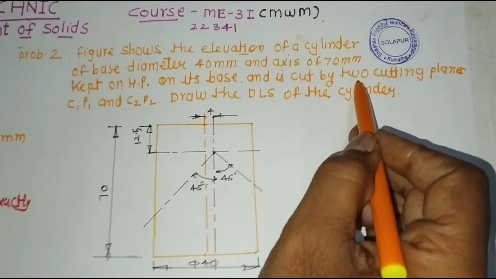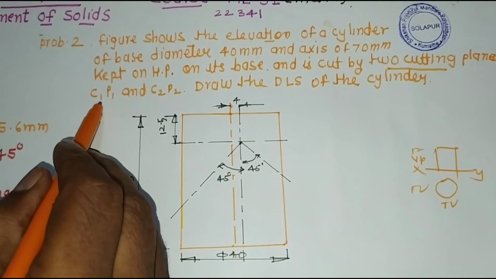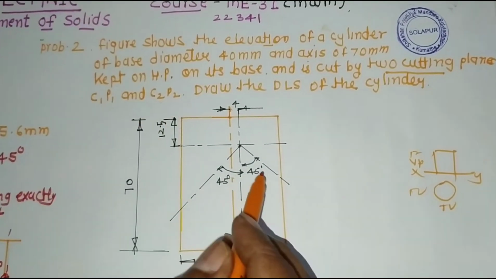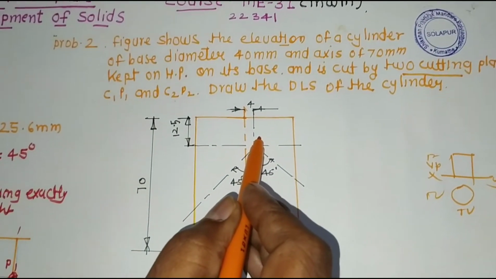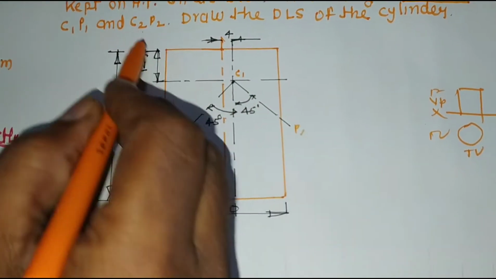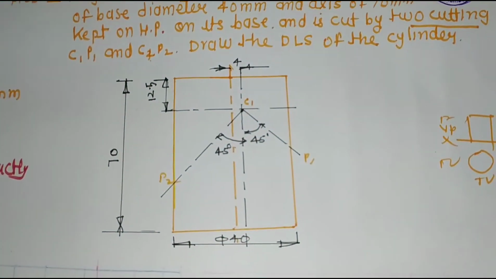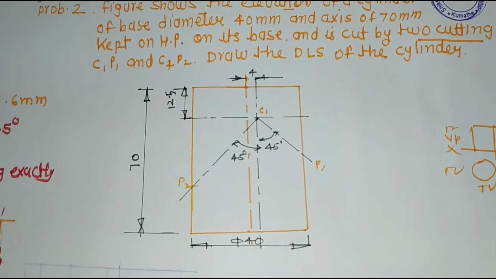The cylinder is cut by two cutting planes. They are named C1, P1 and C2, P2. Draw the development of the lateral surface (DLS) of the cylinder.